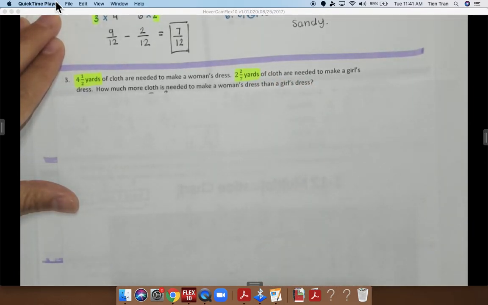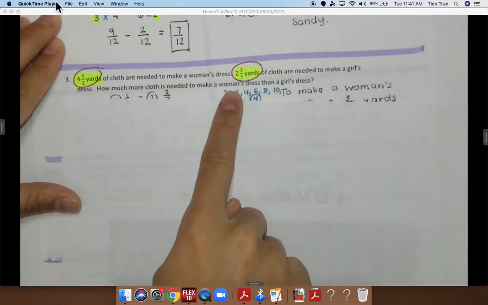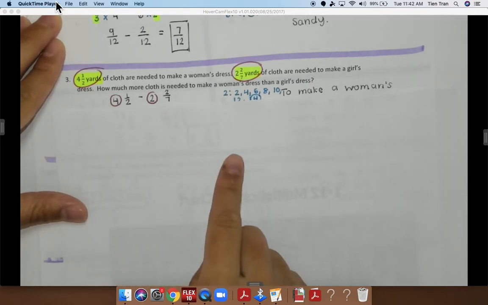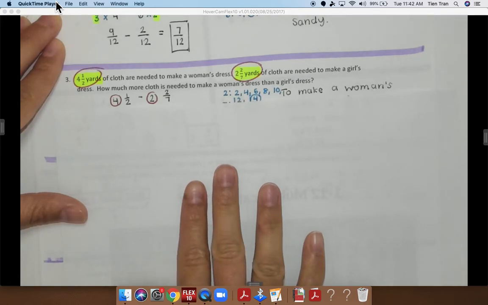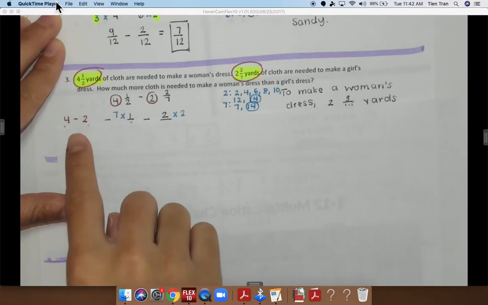How much more cloth is needed to make a woman's dress than a girl's dress? So again, I am subtracting these two numbers, 4 and 1/12 minus 2 and 2/7. We know that 4 is bigger than 2, so that's why 4 and 1/2 is first, minus 2 and 2/7. Now I need to subtract my whole numbers, 4 and 2 first. 4 minus 2 is equal to 2.